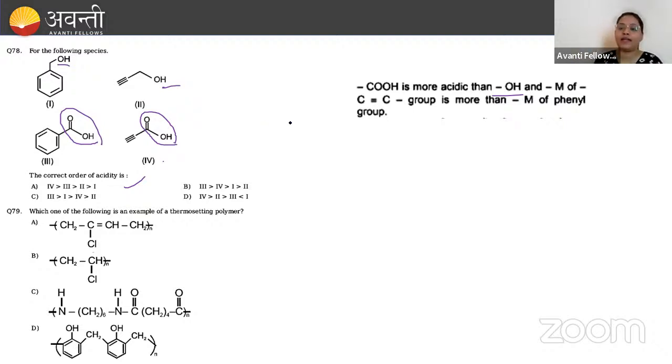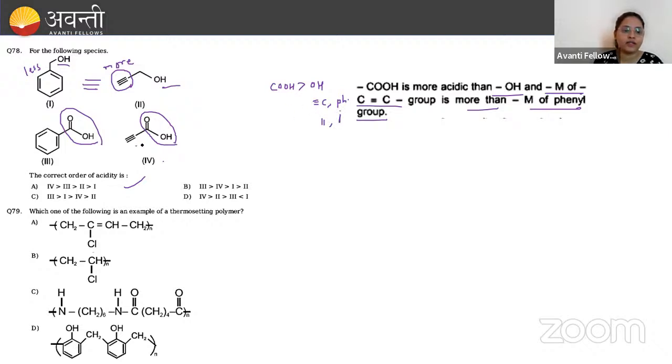Again, you can see that the minus M of the triple bond group is more than the minus M of the phenyl group. So the triple bond compound will have more acidity than the phenyl one, which will have less. So first our COOH compounds come, after that the OH ones. Among the OH ones, first the triple bond one will come and later the phenyl one, meaning first the second, then the first.